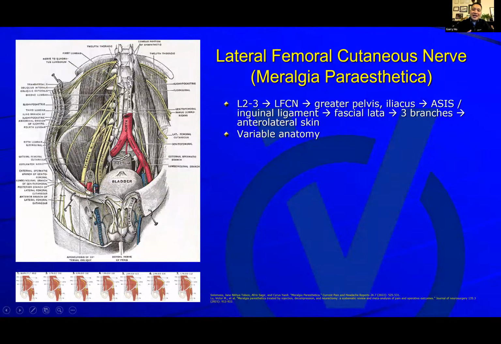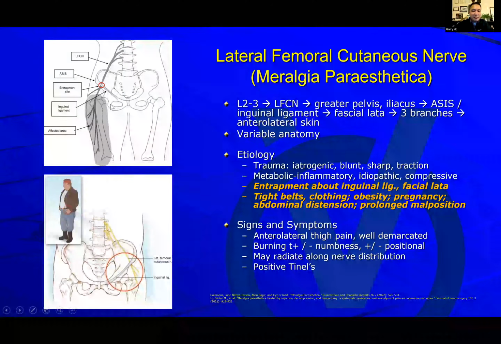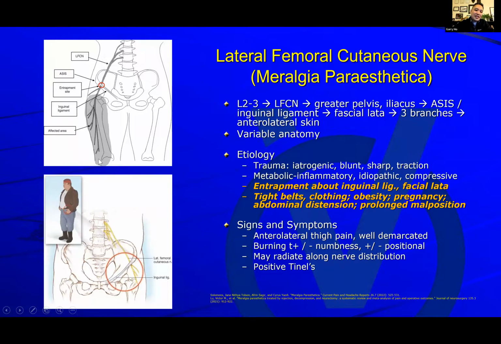And then on top of the sartorius, and then you can find it between the sartorius and the tensor fasciae lata muscle. And I say usually because, as you can see in this slide in the lower left-hand corner, I've given 7 examples of some variable anatomy. So what it does as it traverses this is highly variable. But a good place to pick it up is actually between sartorius and TFL. Okay, so here's what it looks like, and you can get a positive Tinel's over here. And get symptoms. And often patients present with fairly classic, well-demarcated anterior lateral thigh discomfort, numbness, tingling, or burning.